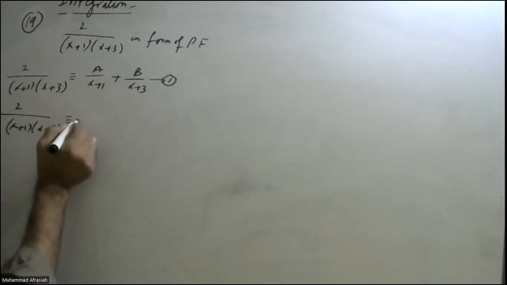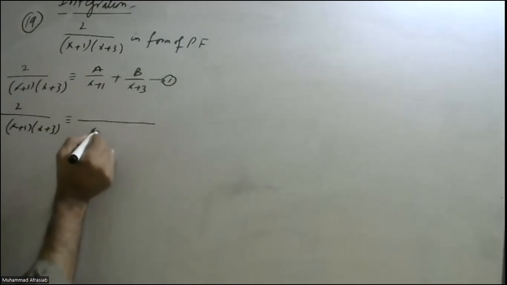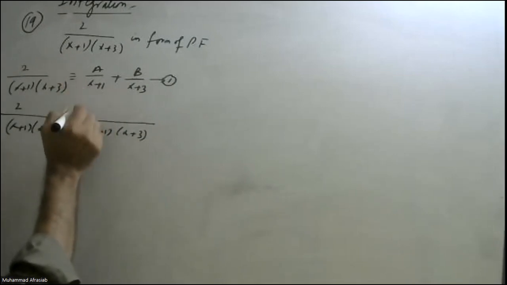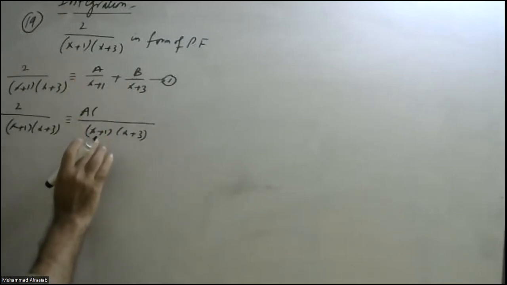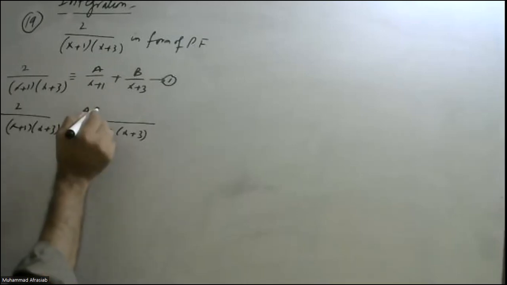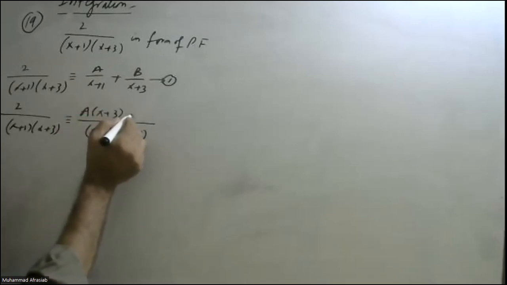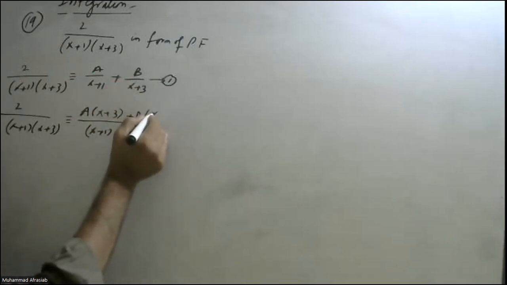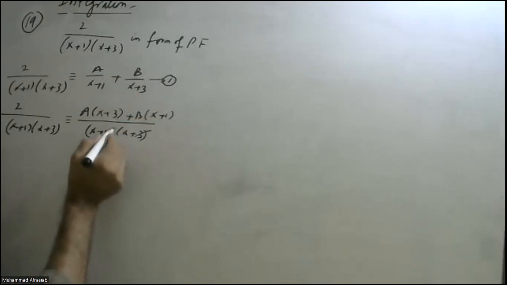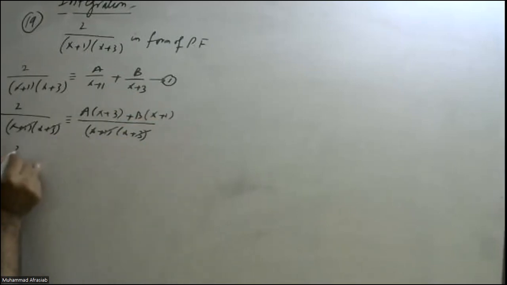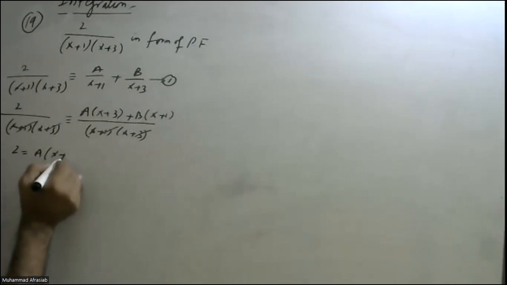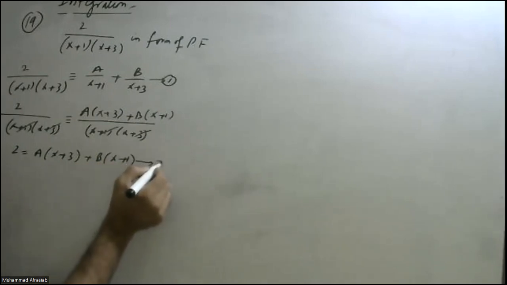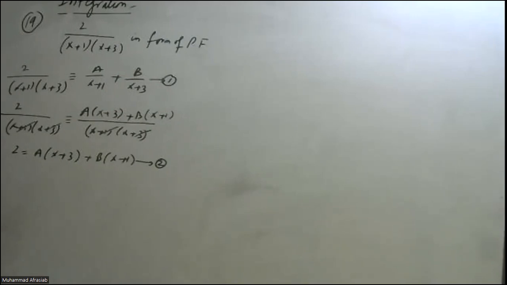And here, if we take the LCM, (x plus 1)(x plus 3), then for a, x plus 1 is cancelled by x plus 1, so it should be left there x plus 3. Now for b, x plus 3 is cancelled by x plus 3, so it should be left there x plus 1. This and this are cancelled out, so 2 is equal to a into (x plus 3) plus b into (x plus 1), and let's say that is equation number 2.